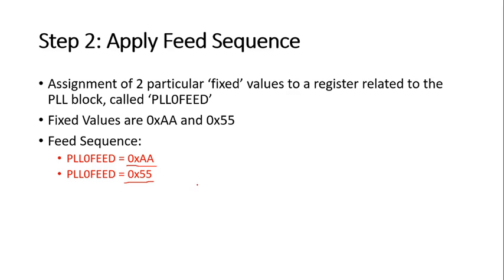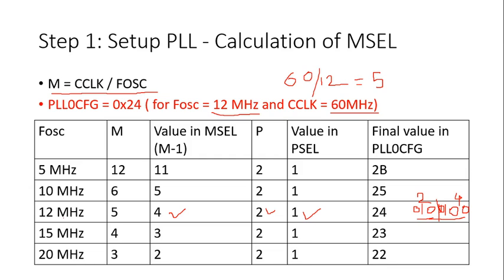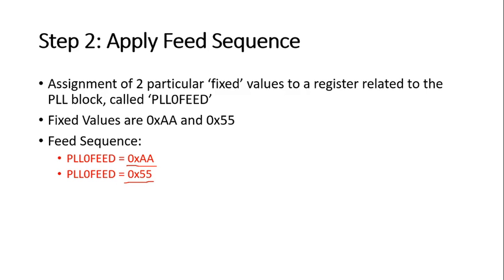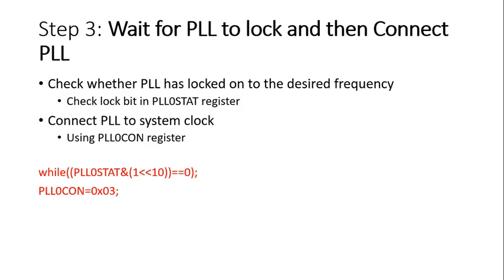Then your actual PLL will be updated here. Otherwise, these configuration register values will not be updated. So the second step is to apply the feed sequence. The third is to wait for the PLL to lock and then connect.